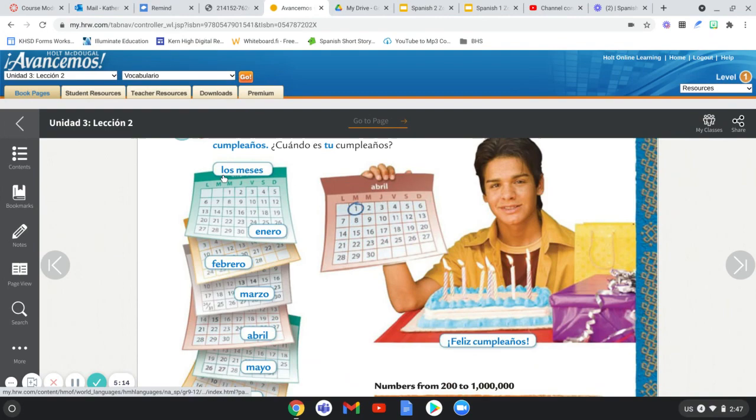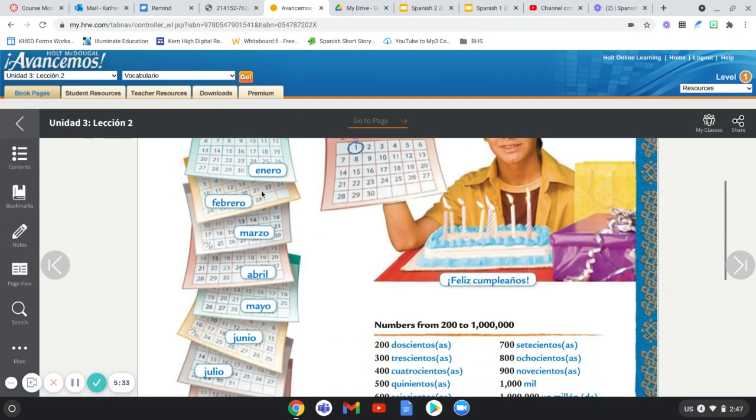Up at the top, it just says los meses, or the months. Multiple months, because we have 12, right? So that's why it says ES at the end, and that's why it's LOS. If it was just 1 month, then I would say el instead of LOS, and mes, MES. So the months are in the same order.